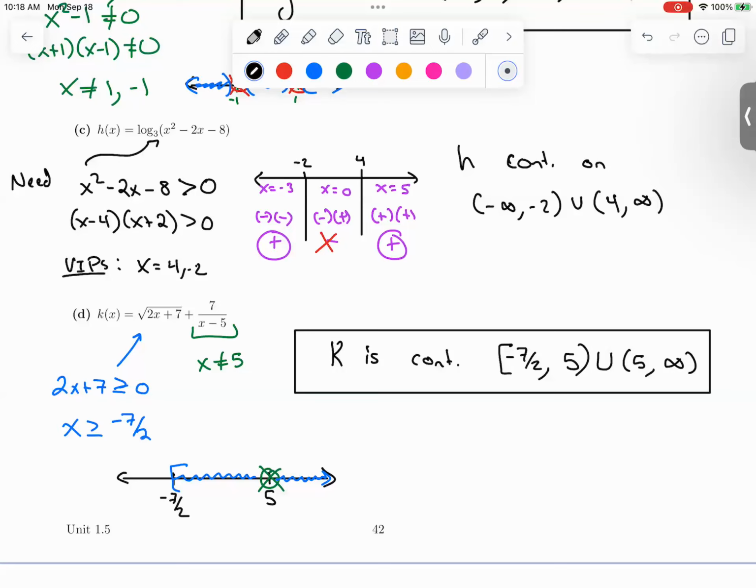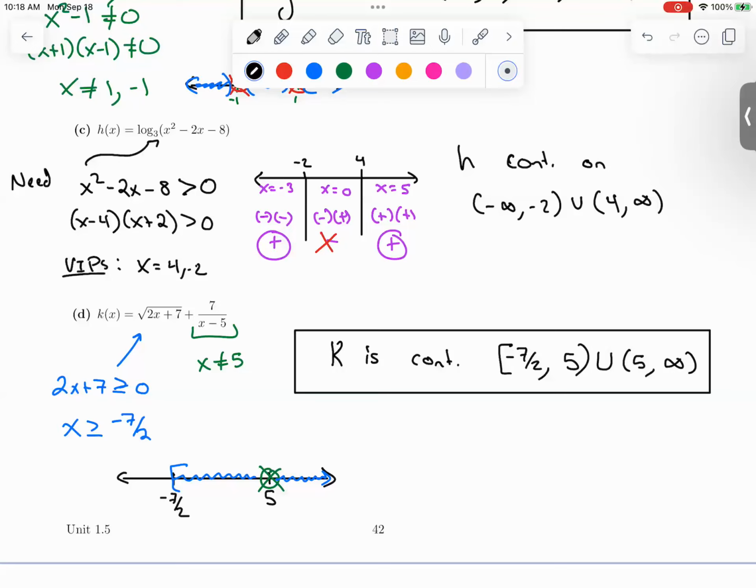X minus 5 cannot equal 0. Now, technically speaking, it's interesting that the -7/2 has a bracket on it. I would argue that technically speaking, we need to have a parenthesis there, because the function doesn't exist to the left of -7/2. So you can't actually test the limit there, right?